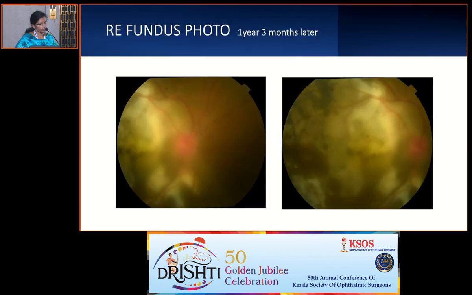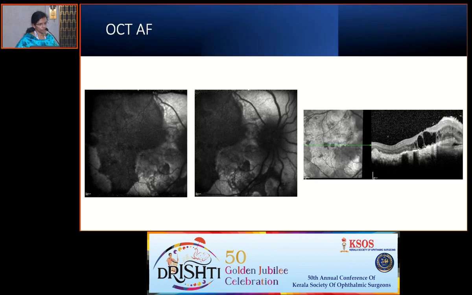And 1 year, 3 months down the line, she again came to us for further follow-up. At that time, this was the fundus picture, with the macular region and the posterior pole involved, with peripheral healed lesions, and in the posterior pole there were active lesions, and the disc was hyperemic and showing disc edema also. This was the autofluorescence picture and the OCT picture of this late presentation.